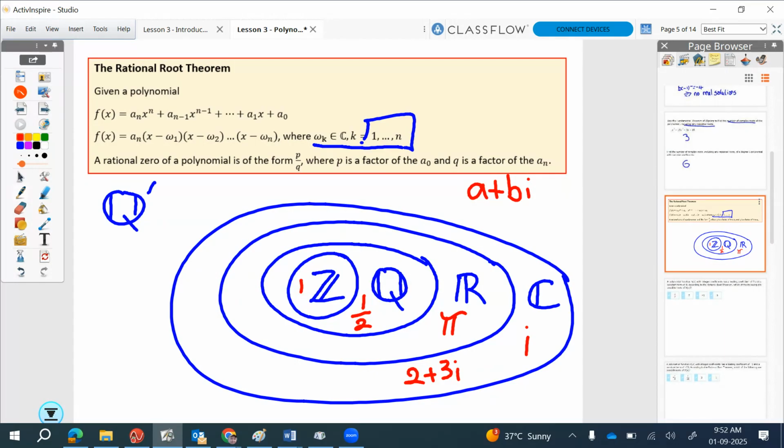Isn't pi an irrational number? Yes. Then why is it in the rational section? It's not in the rational section, it's in the real numbers, that one. Oh, real but not rational. So here is the set of rational numbers. Now that's what we're looking at.